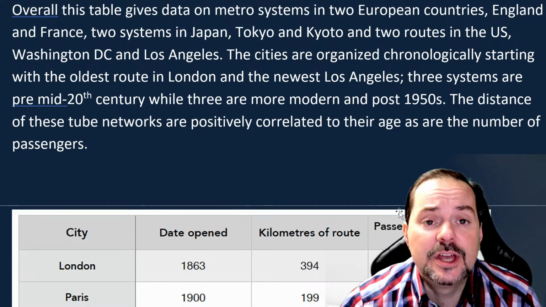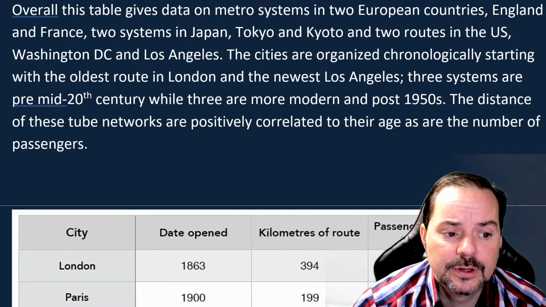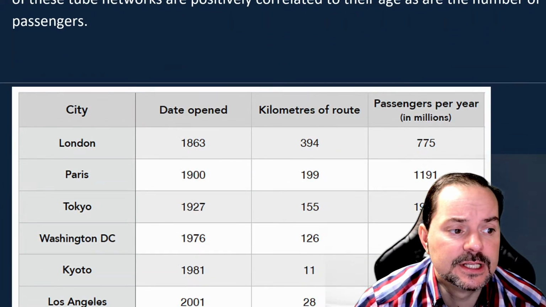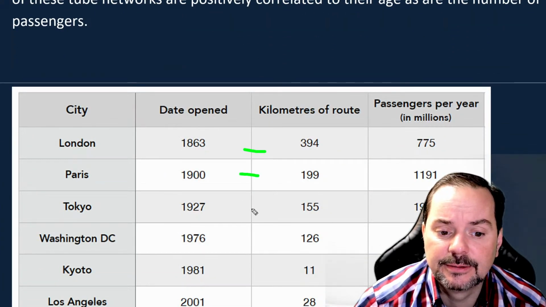Okay, so this would be my overview here. Okay, correlated means they're connected, so I'm basically saying that they're tied here.